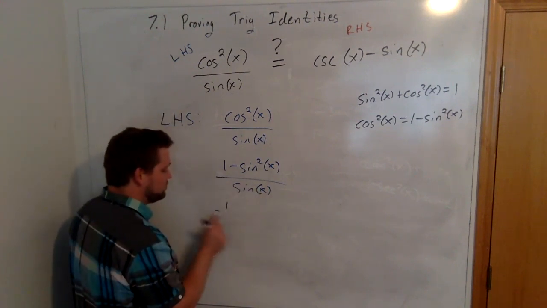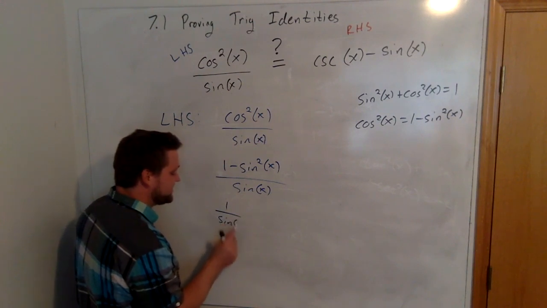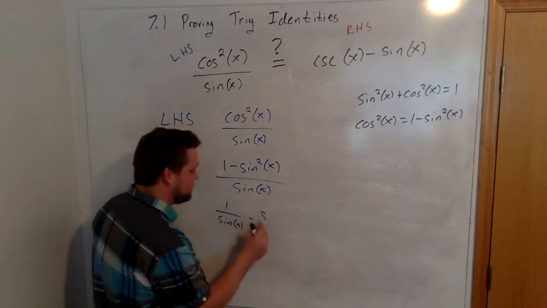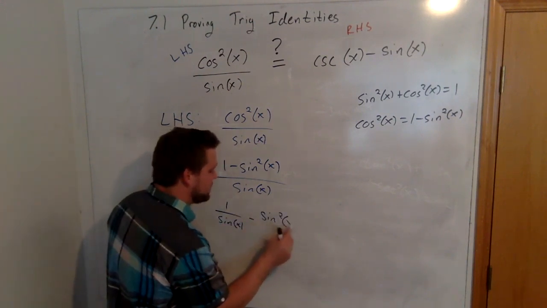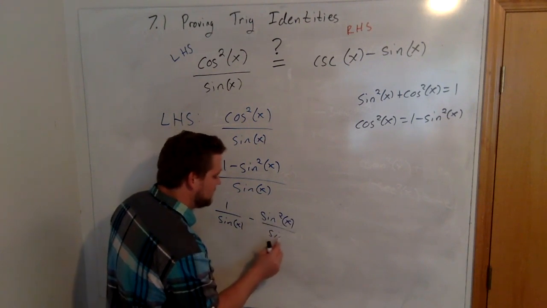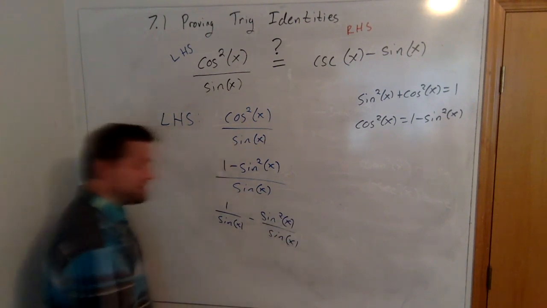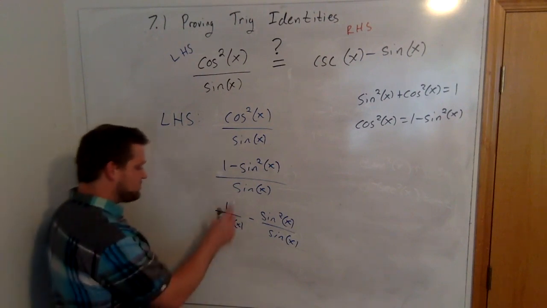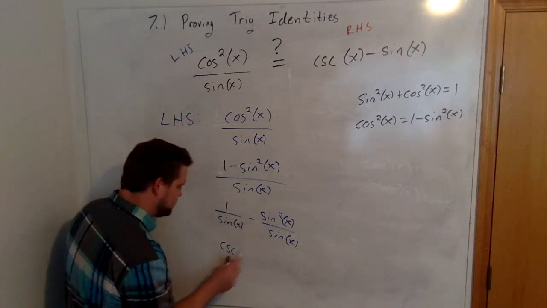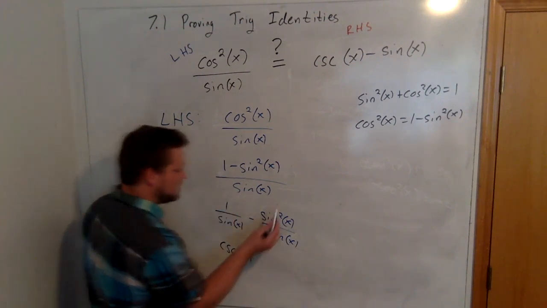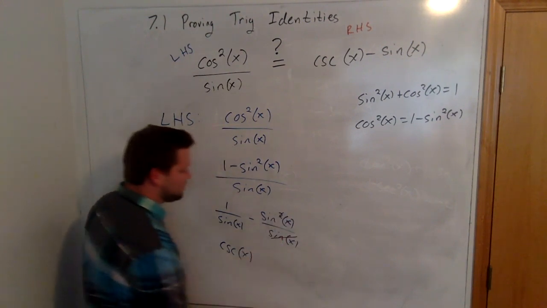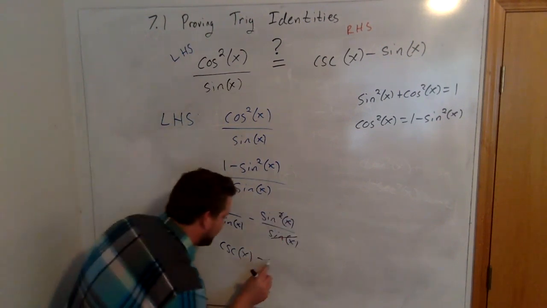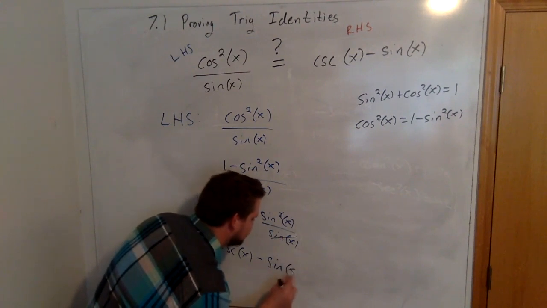So this is equivalent to 1 over sine of x minus sine squared of x all over sine of x. And now let's try to simplify. 1 over sine, well, that's the same thing as cosecant of x. And over here, we can cancel out one copy of sine. So minus sine of x. And what do you know?